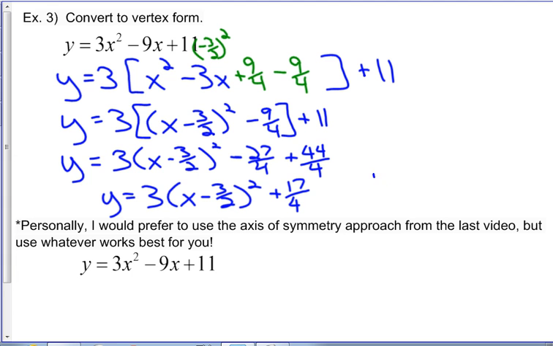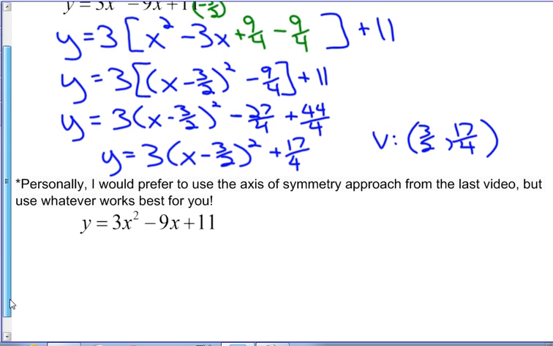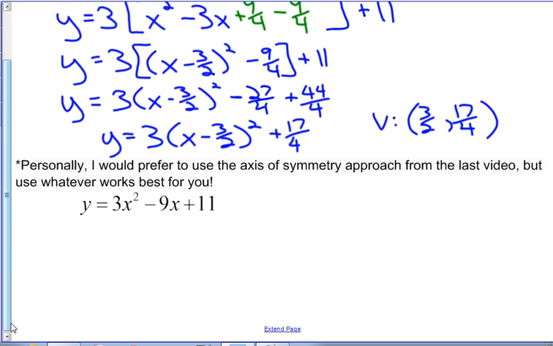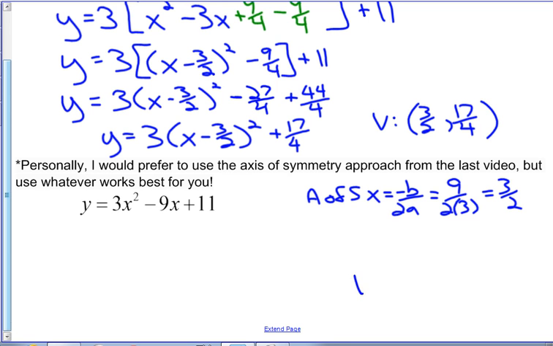Okay, that tells us that the vertex is at 3 over 2, 17 over 4. I'd prefer to use the other approach. I'll go through it really quickly here, but you can do whatever works for you. So if you're doing the other approach, we say the axis of symmetry is x equals negative b over 2a. So that's going to be positive 9 over 2 times 3 gives us 3 over 2. So right away, I know that my vertex is at 3 over 2 something.